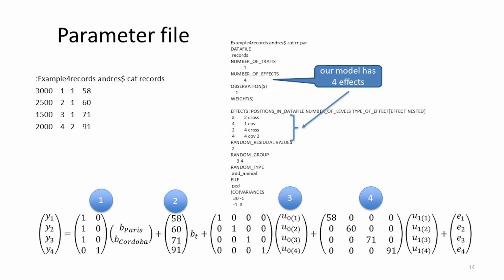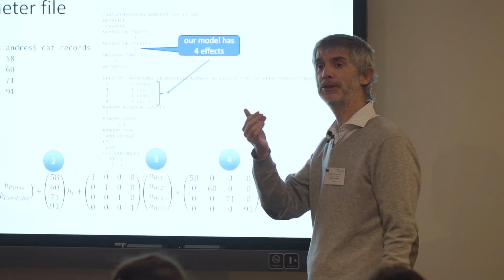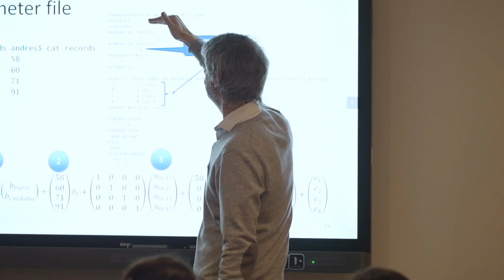So here, under this headline effects, we need to prepare 4 lines. And the way it happens, which is interesting to know, is that the Fortran code reads this.